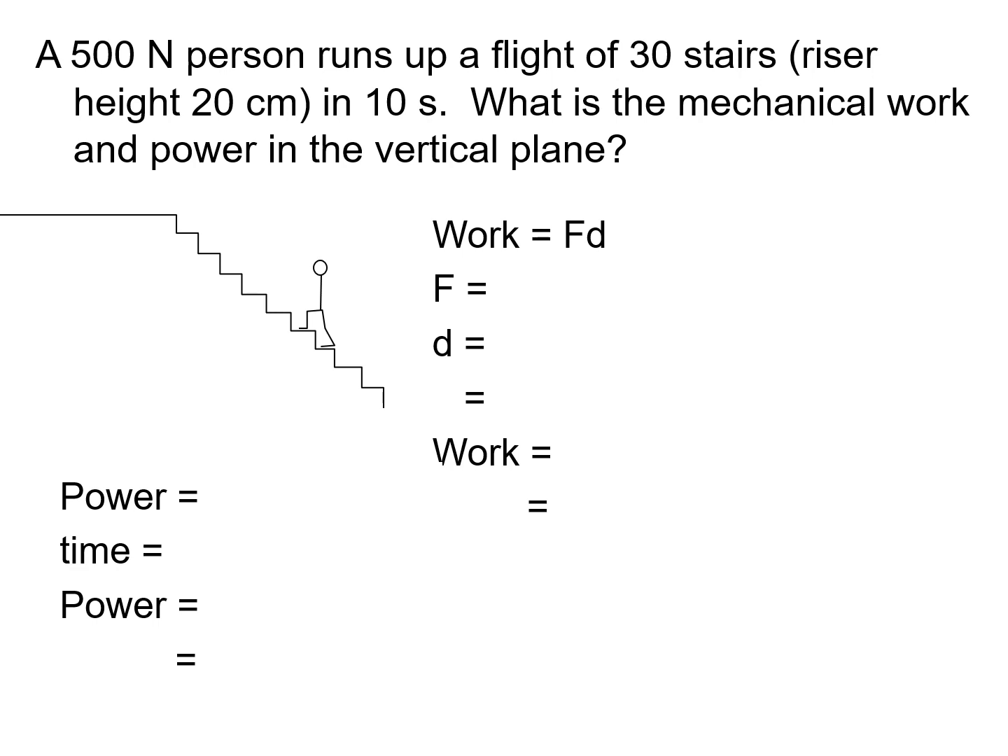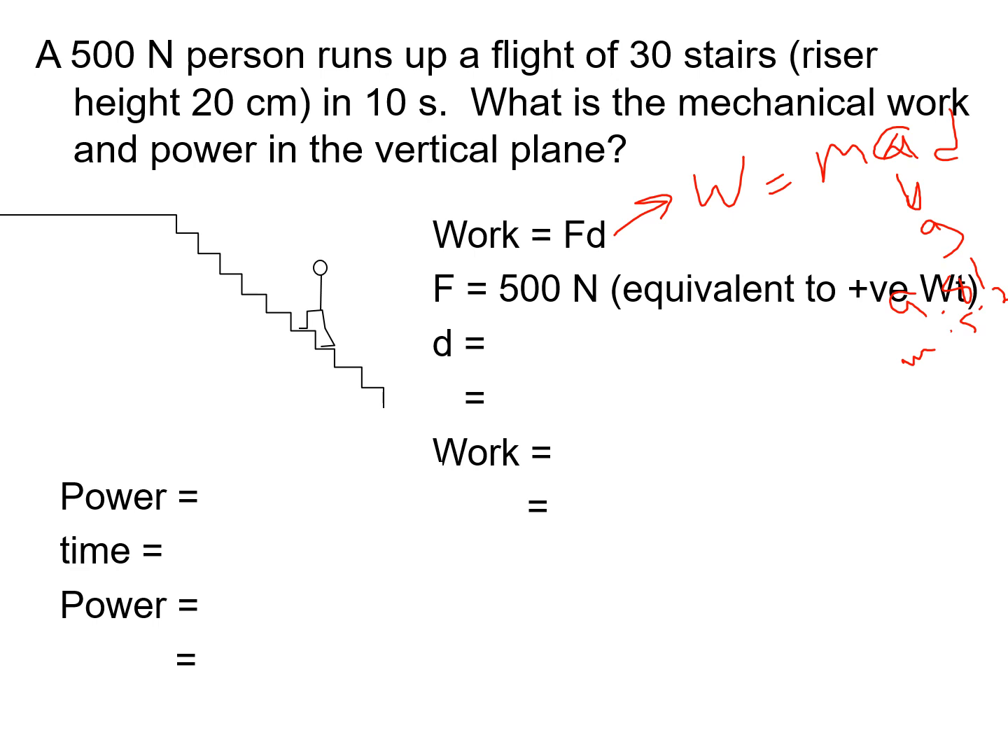So we know that work is force times distance, or once again, we could just say work equals mass times acceleration times displacement. And remember, for our acceleration, especially if we're doing vertical work, our acceleration is gravity, and gravity is always 9.81 meters per second squared. So before we do this, we know that we're using 500 newtons of force. This is equivalent to our weight.